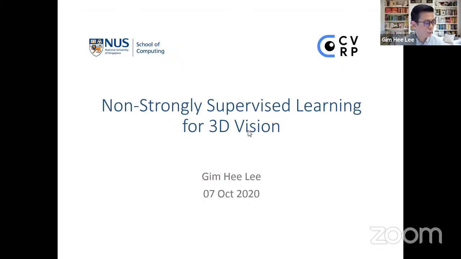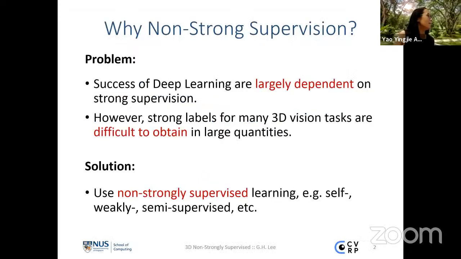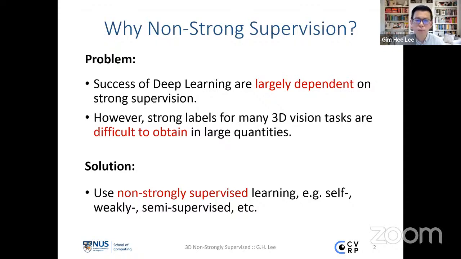Okay, so as mentioned, I will talk about non-strongly supervised learning for 3D vision tasks. It's a well-known fact today that most of the people in computer vision are working on deep learning related tasks, or applying deep learning on many computer vision tasks, because it has achieved great success over the past few years. However, there's a very big bottleneck in many of these deep learning enabled tasks. This is largely dependent on the availability of strong labels. For many 3D vision tasks, this is very difficult to obtain in large quantities.